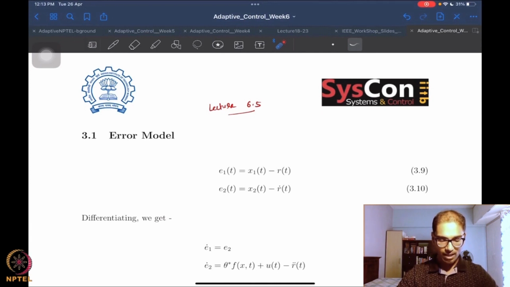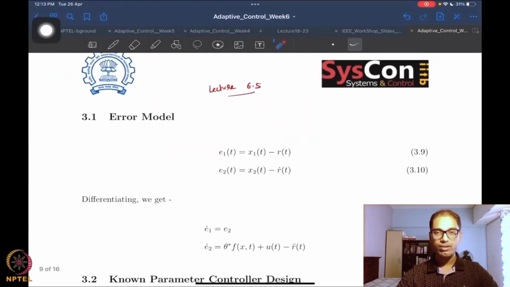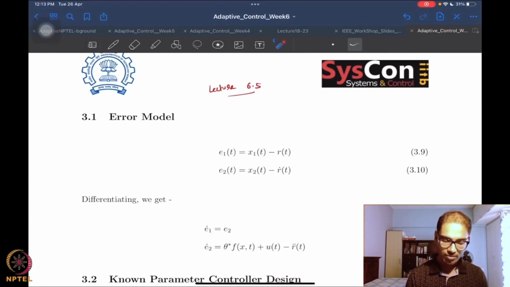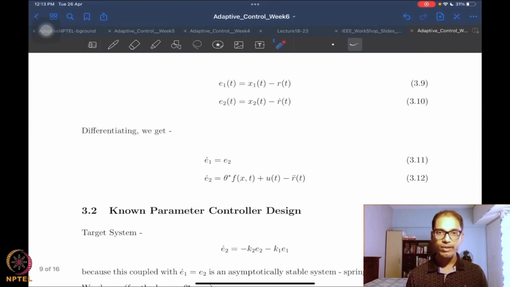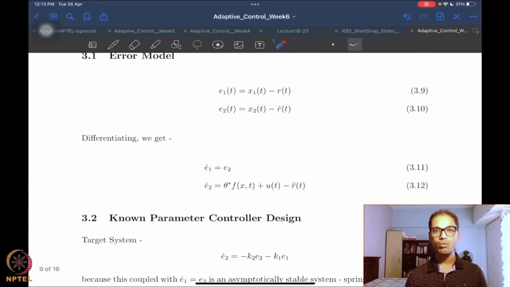And this is the error model. Just like before, all the steps will start to seem rather similar to you. Just like before, you design an error model. In this case, there are two errors because, of course, there are two states, x1 and x2. So I construct an error corresponding to each state and its objective value. The objective for x1 is r, and the objective for x2 is r dot. If you think in terms of mechanical systems, x1 is the position state, and x2 is the velocity state.